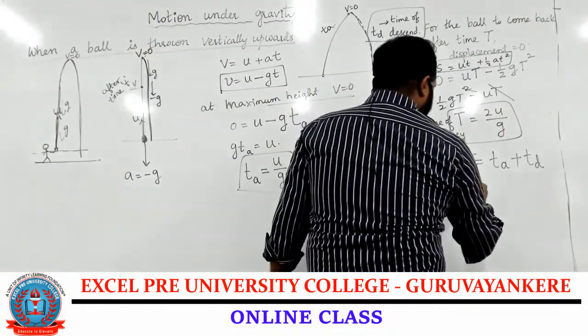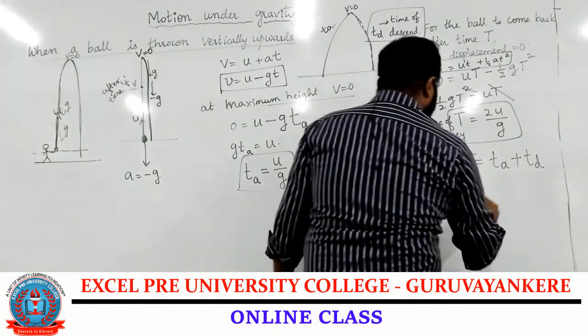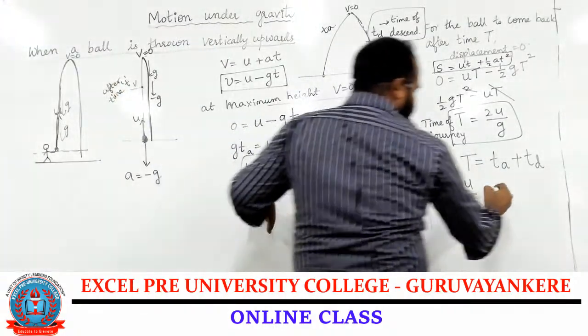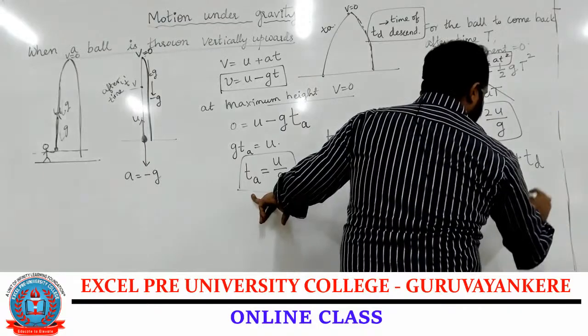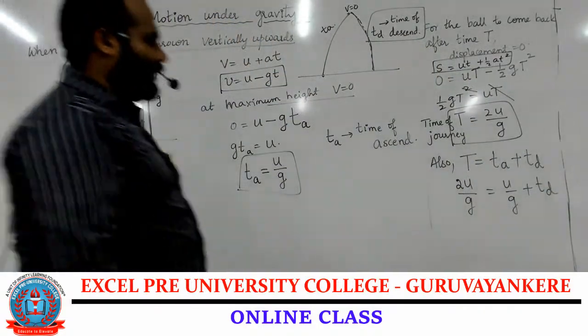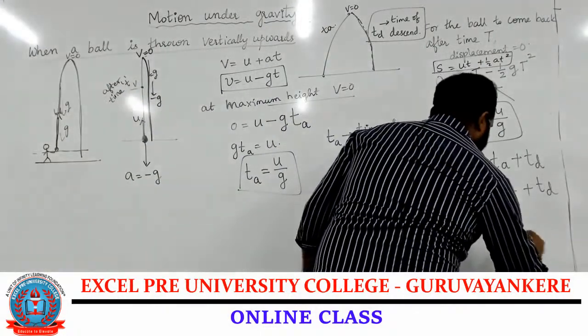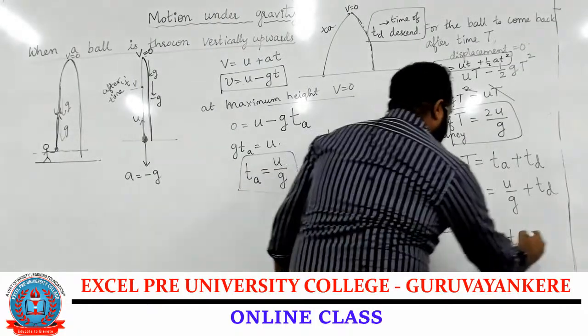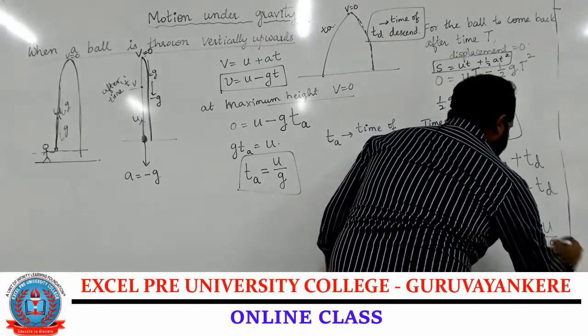Now we know time of journey is 2u by g. Time of ascent we have already calculated. That should be u by g plus TD. So what is time of descent now? Time of descent is 2u by g minus u by g, which is also u by g.